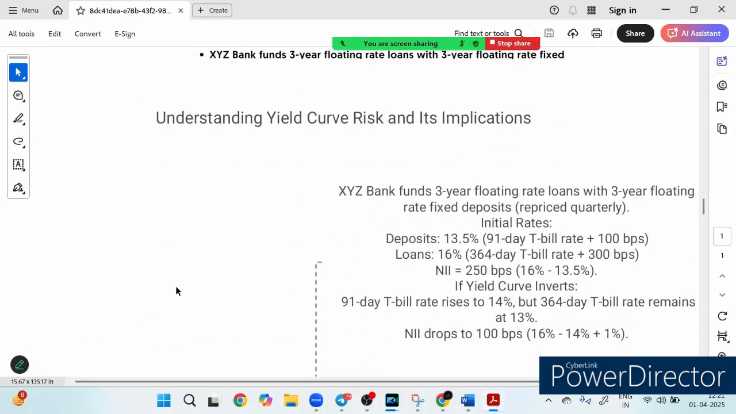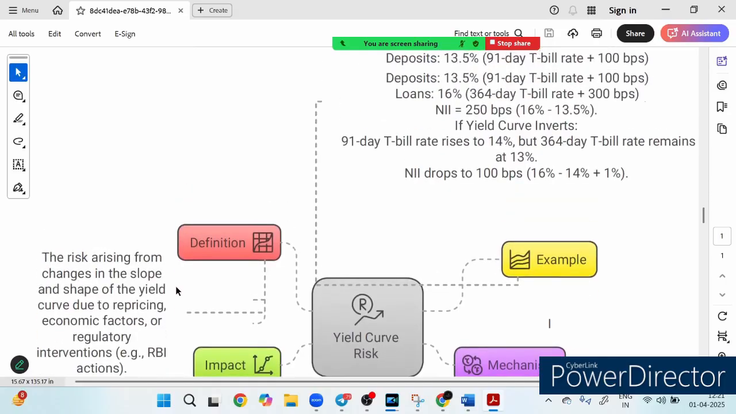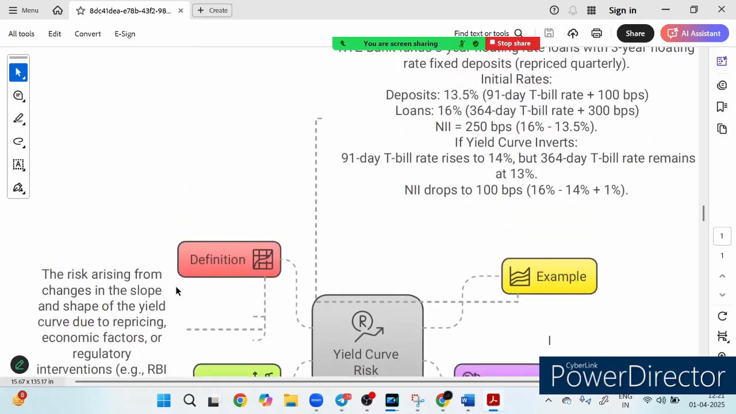Now, friends, let's look at the next kind of risk, that is called yield curve risk. Very, very important. This is another kind of interest rate risk. Friends, interest rates don't move in a straight line, and that is where yield curve risk comes into the picture. This risk can impact a bank's profitability, especially when short-term and long-term rates move unpredictably.